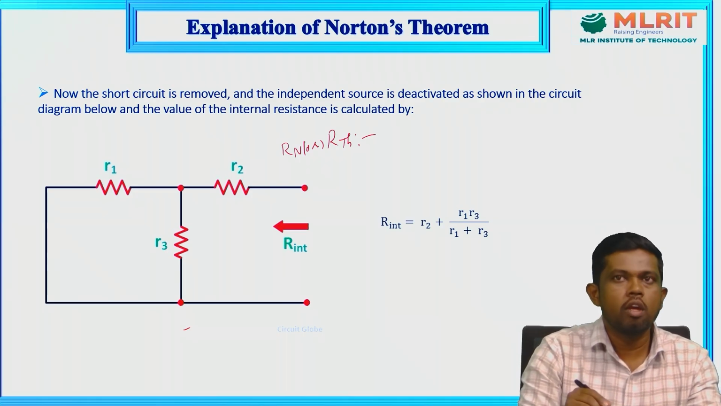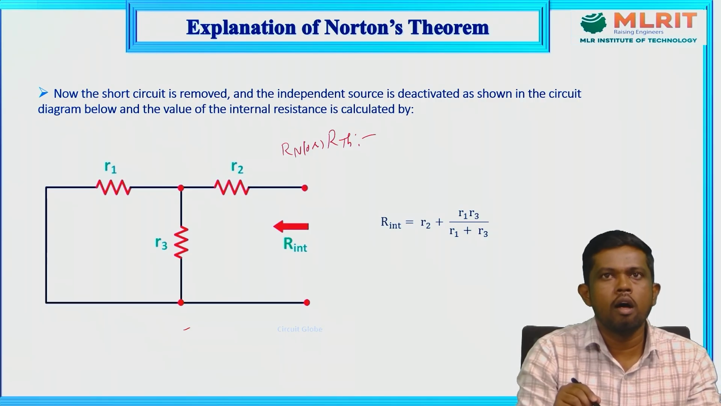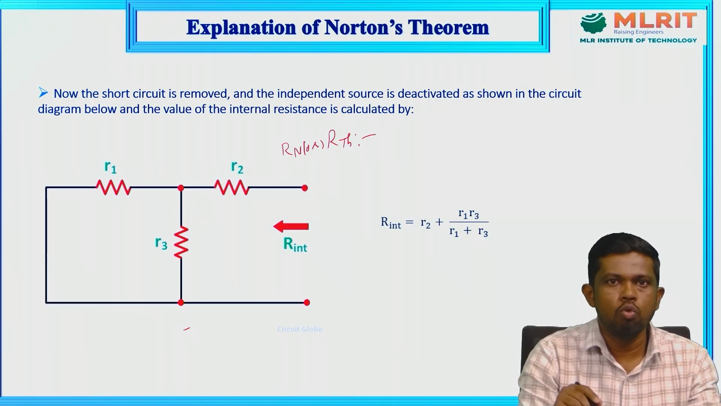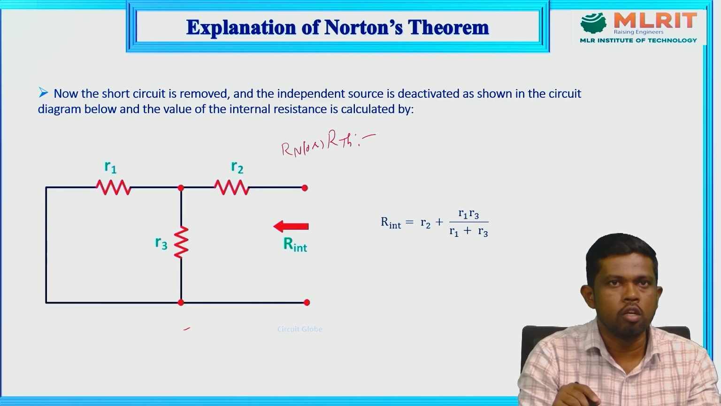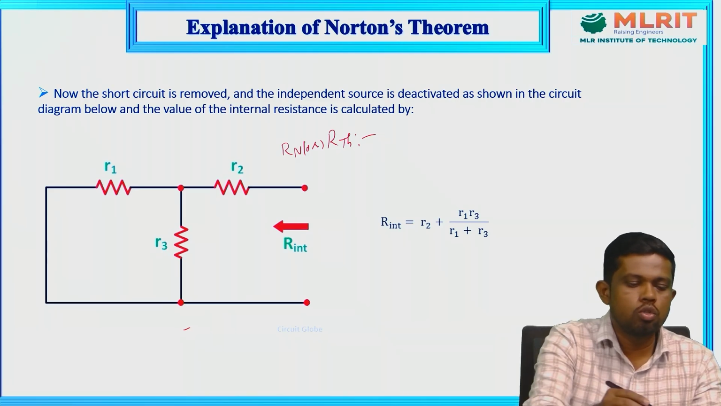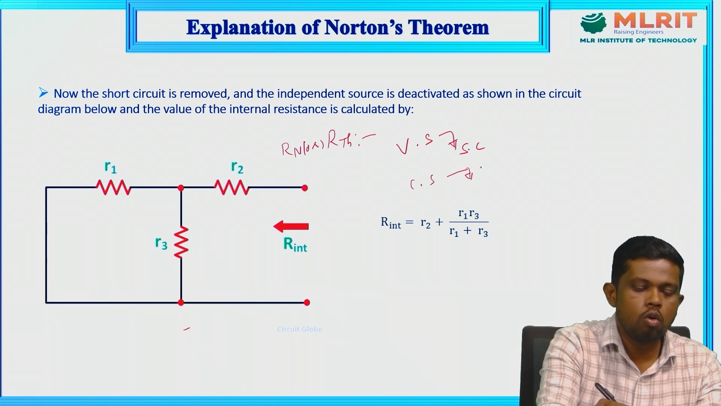How can we get the Thevenin or Norton resistance? In any kind of complex network, to get RN or R Thevenin, we simply need to remove or deactivate the energy sources present in the network. If it is a voltage source, we simply short circuit it. If it is a current source, we simply replace it by an open circuit.